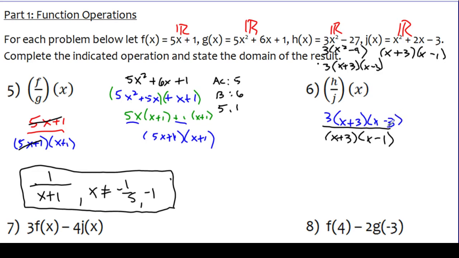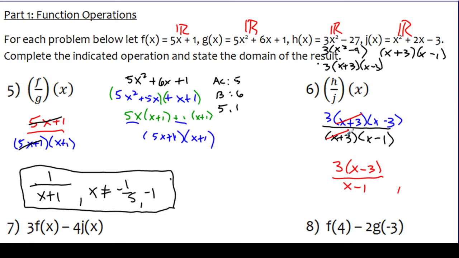Those are my factors. So now I have that cancel happening. The x plus 3's are the same. So my final answer here, and you're more than welcome to leave this in undistributed form, you do not have to multiply the 3 back in. Okay, I'm going to say 3 times x minus 3 over x minus 1.